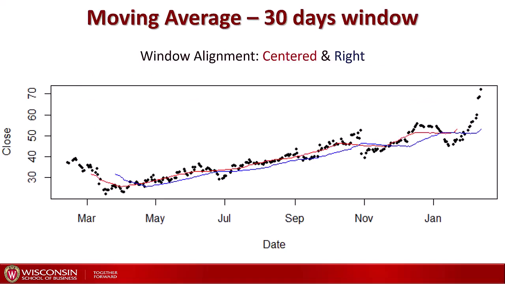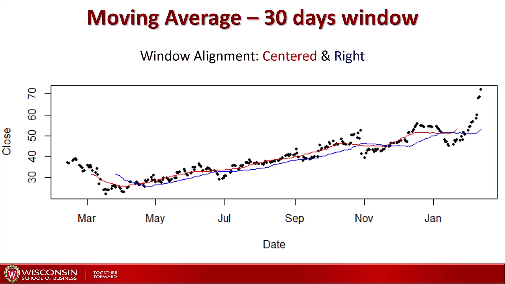So here is an example of the Twitter stock with 2 moving averages. One is using a centered window in red. So I took 5 days before and 5 days ahead to compute the moving average. And in blue, we have the right-aligned window where I took the last 30 days to make a prediction for the current value. So we can see that first we are missing in red the first 15 days and the last 15 days because we need them to compute the average.